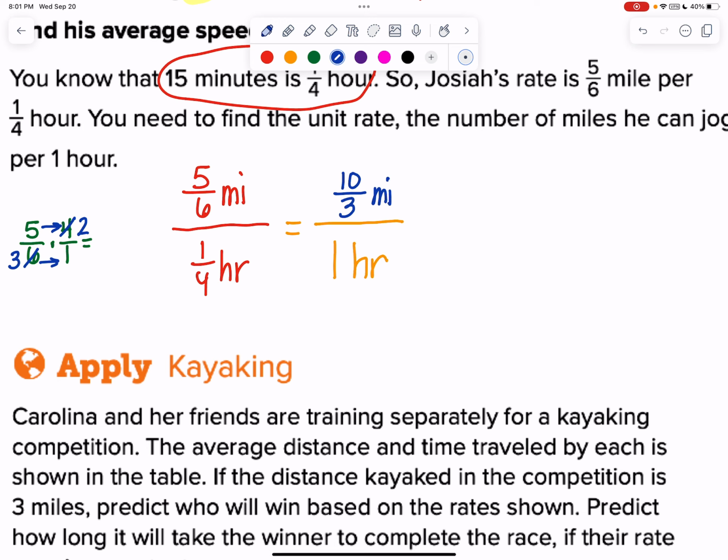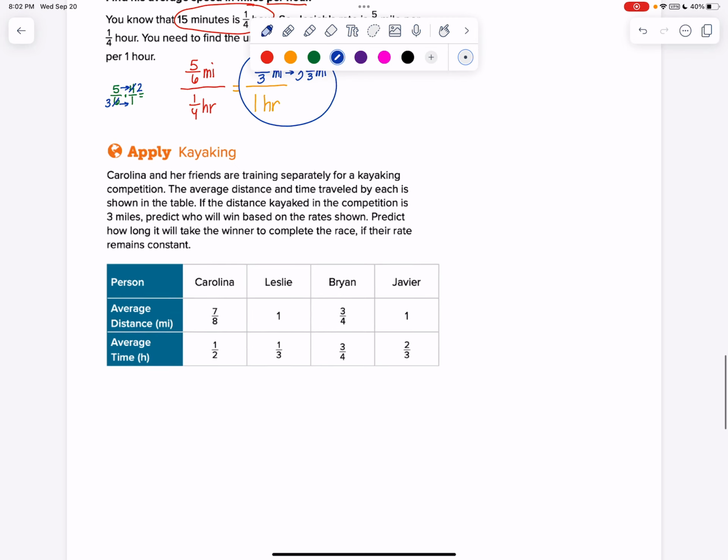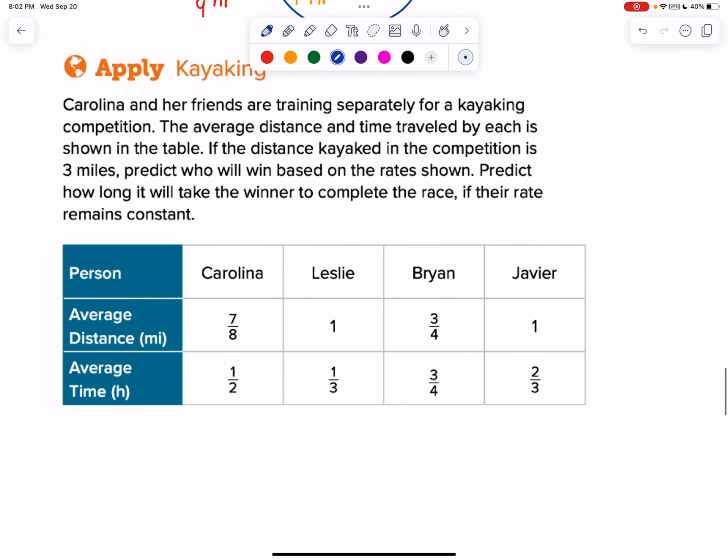It doesn't say it has to be a mixed number, but we could also, if we wanted, let's count by 3s, 3, 6, 9. We could do 3 wholes and 1/3 mile per hour. Okay, both those would be acceptable for that unit rate. Okay. All right, here's our last one in our notes today with practicing unit rates.